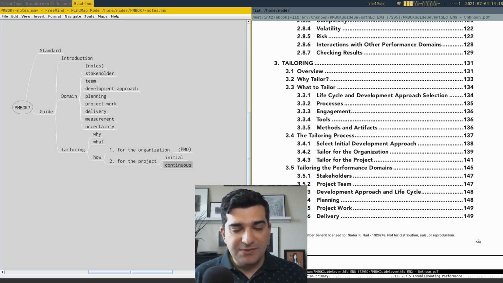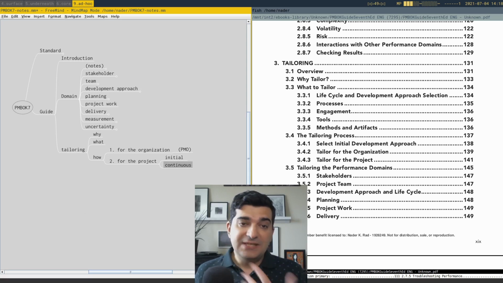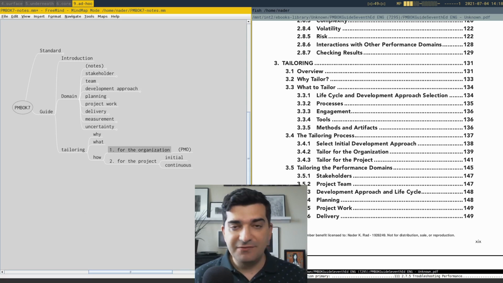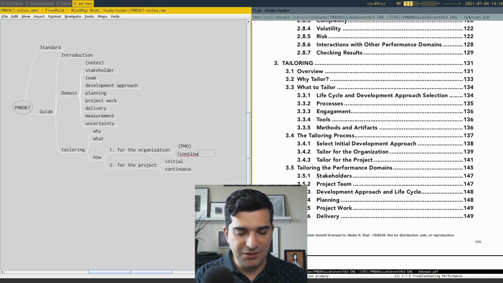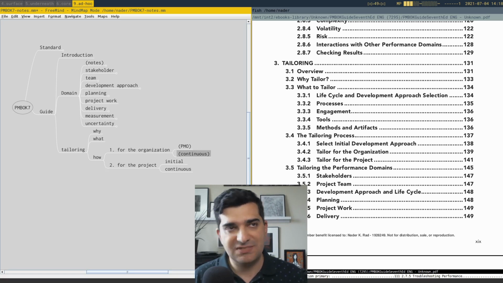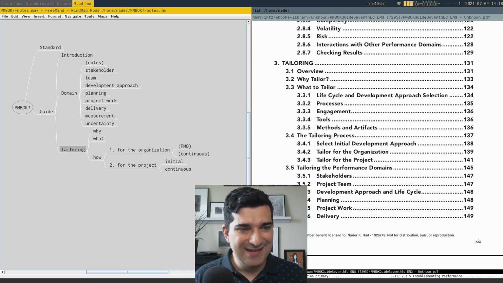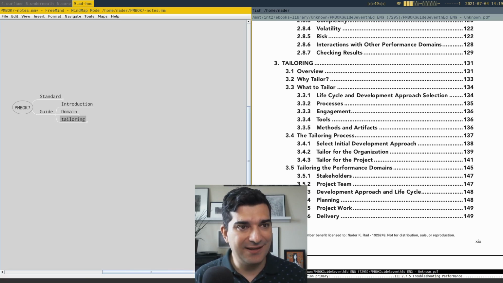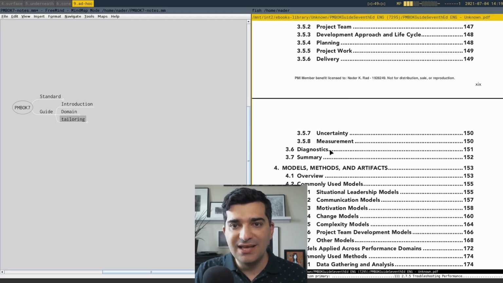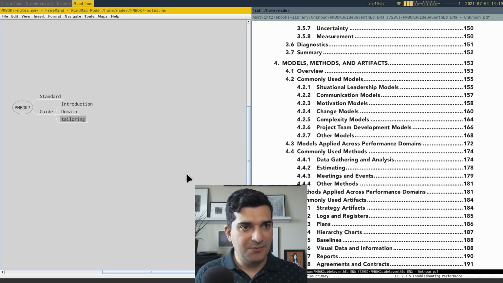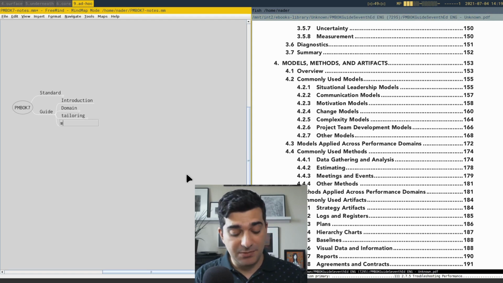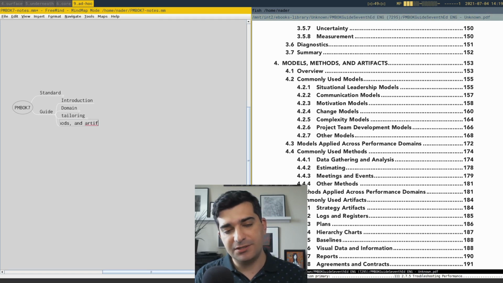And of course, what we get here from the project level feeds back to the thing that we have at the organization level. So even for that, we also have continuous tailoring or continuous improvement of the partially tailored system. All right. So that was about the tailoring chapter. And next, we have the chapter about models, methods, and artifacts.